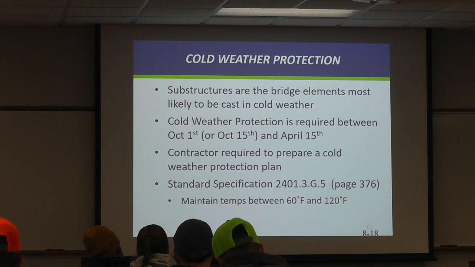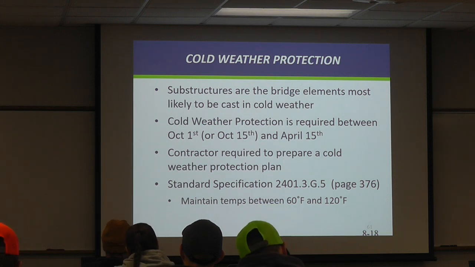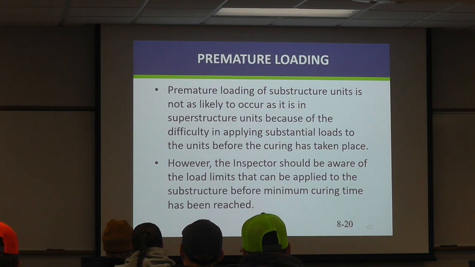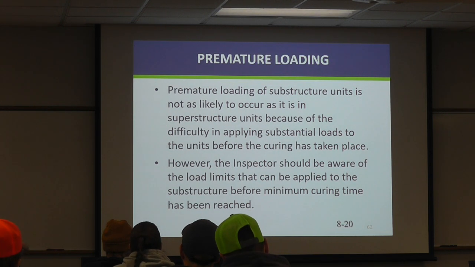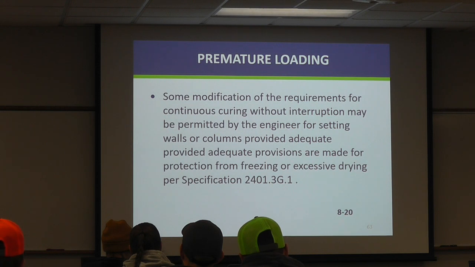Substructures are the elements that are most likely to be cast in cold weather, and they then require cold weather protection. The contractor has to have a cold weather plan and maintain temps between 60 and 120. Premature loading is not as likely to occur in a superstructure because it's hard to put major loads on there, but we need to be aware of that. But with substructures, sometimes it can happen before the minimum curing time is reached.